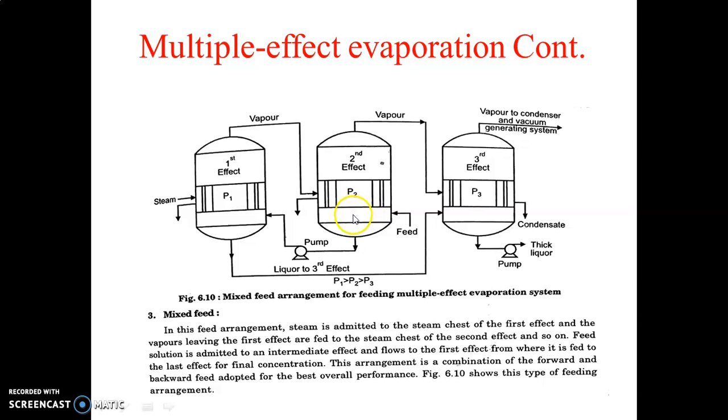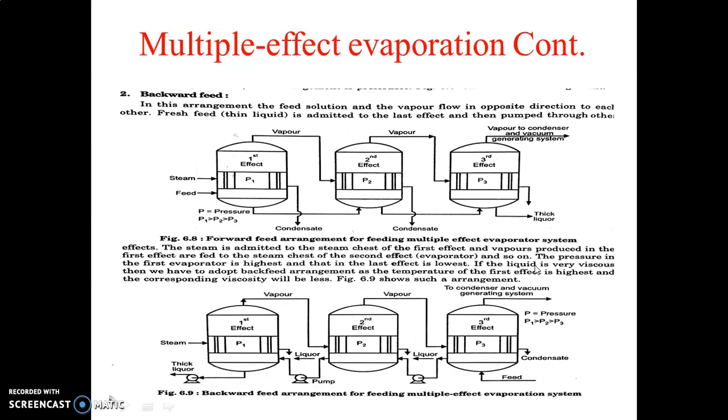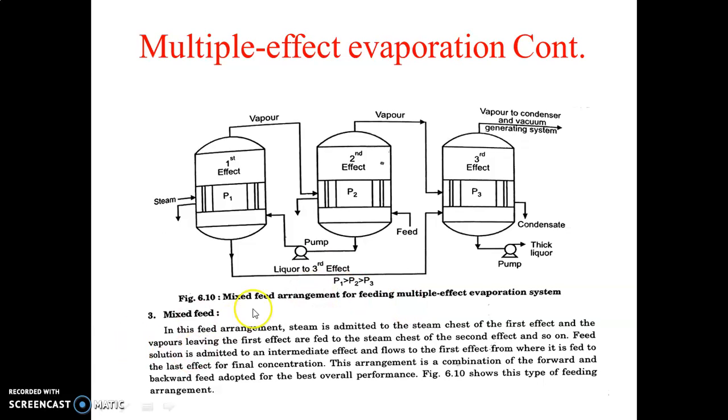Then this solution after concentration is fed to the first effect, and from the first effect the thick liquor is again sent to the third effect. So here we obtain the final product, the final concentration of that weak liquor. This is called a mixed feed system. So in these three systems, in forward feed we have steam and feed in the same direction. In the backward method, steam and feed are in opposite directions. And in mixed feed, you have to add the feed in an intermediate evaporator.